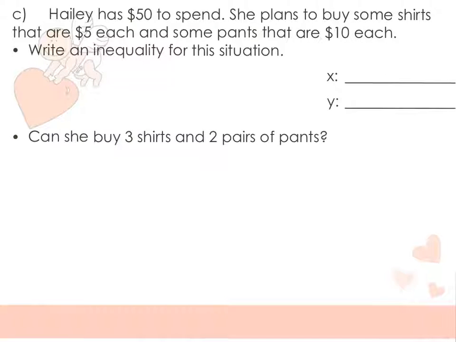So for this one, I want you guys to be able to write an inequality and be able to use it to find other information. So on this one, it says that Haley has $50 to spend. She plans to buy some shirts that are $5 each and some pants that are $10 each. Write an inequality for this situation. And we're going to define our variables over here so we know what X and Y stand for, just like what we did in that last example yesterday.